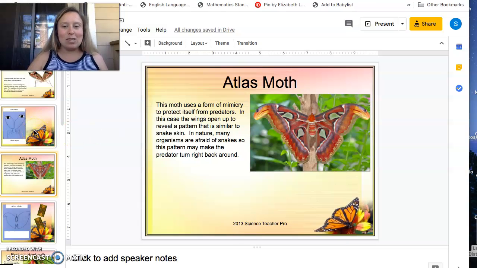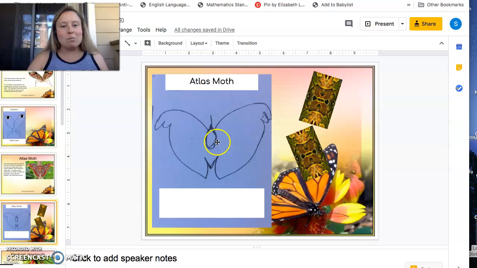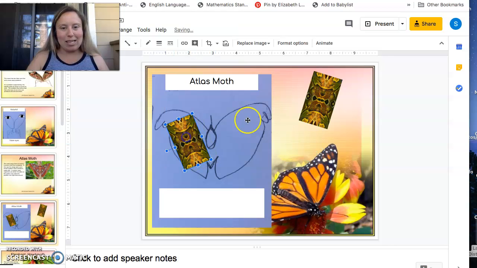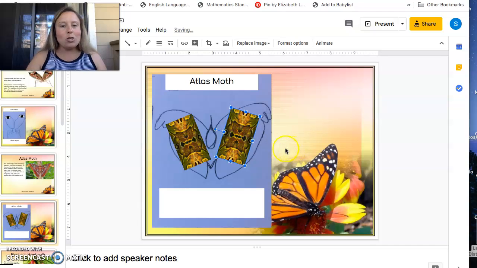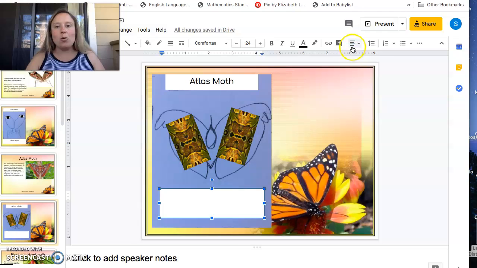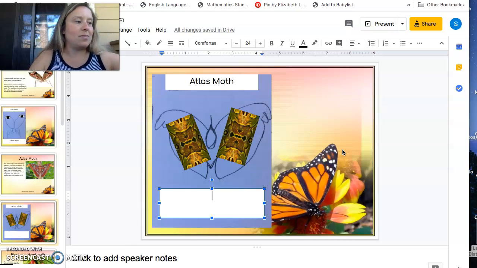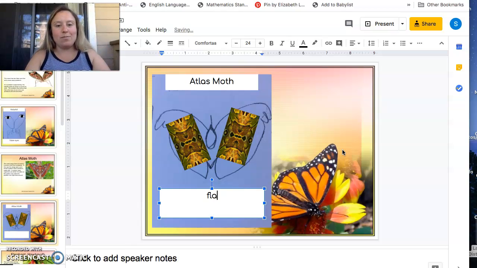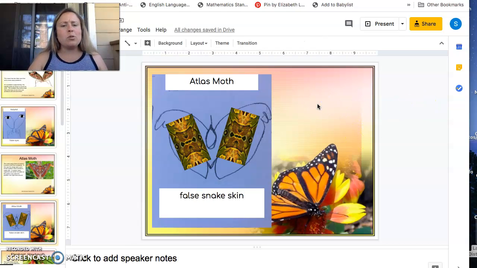All right, so this animal is the Atlas moth. This is what it looks like on your page. And you can see Mrs. Smith, how she has sillily colored them in. Draw yourself some fake snakeskin. Or just wait till the end and then you can see how I did. Make sure you make a note of what this animal's adaptation is. It has false snakeskin. Boy, that's the second time we've used the word false.